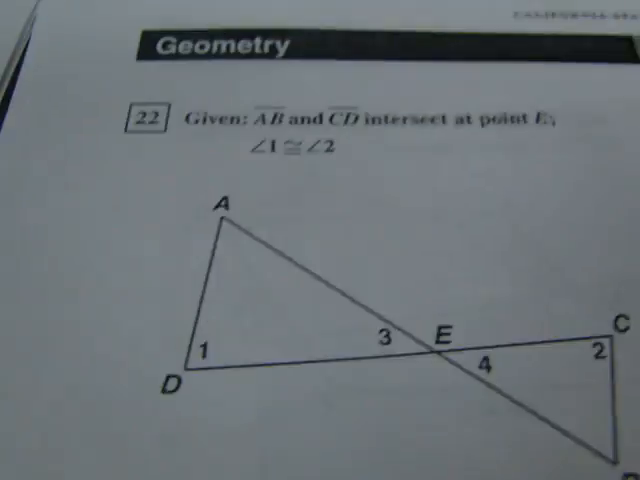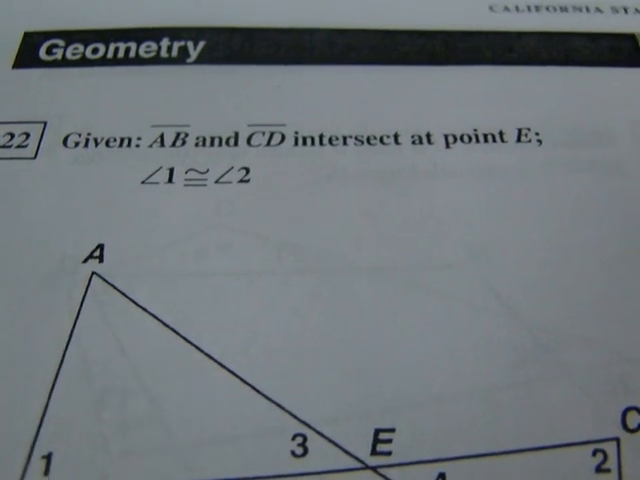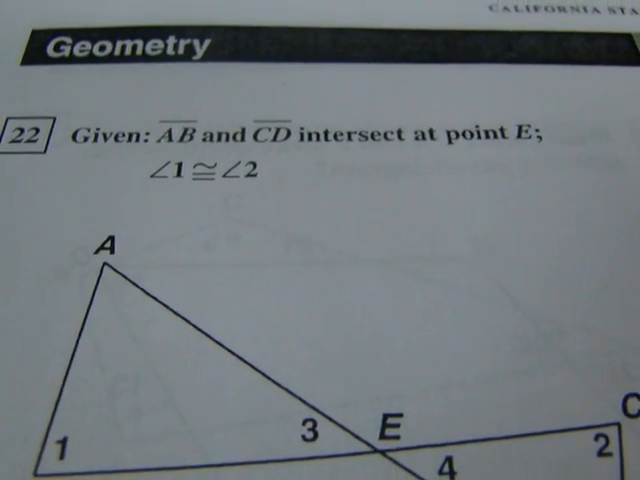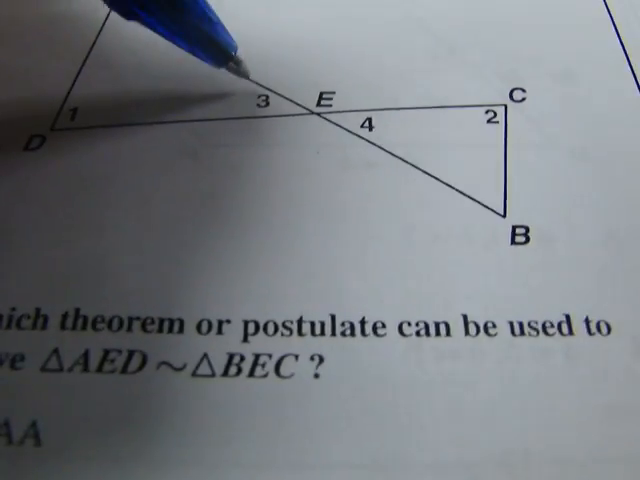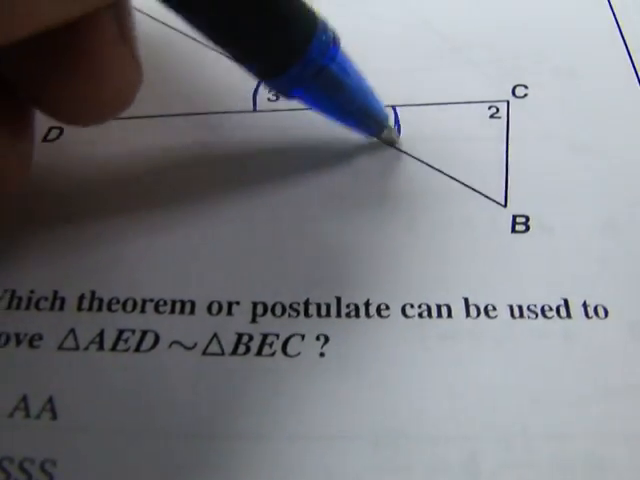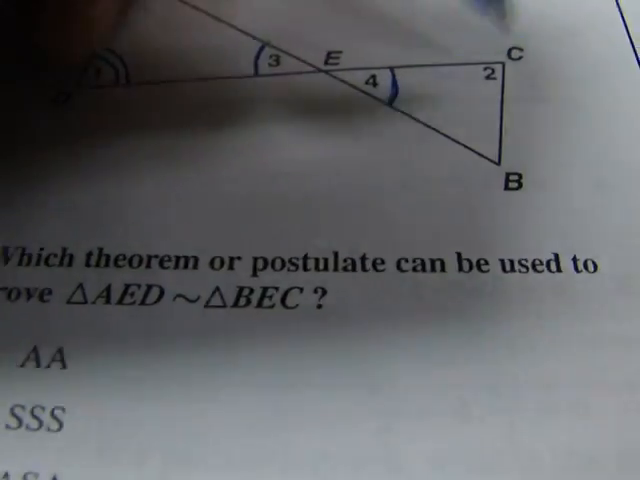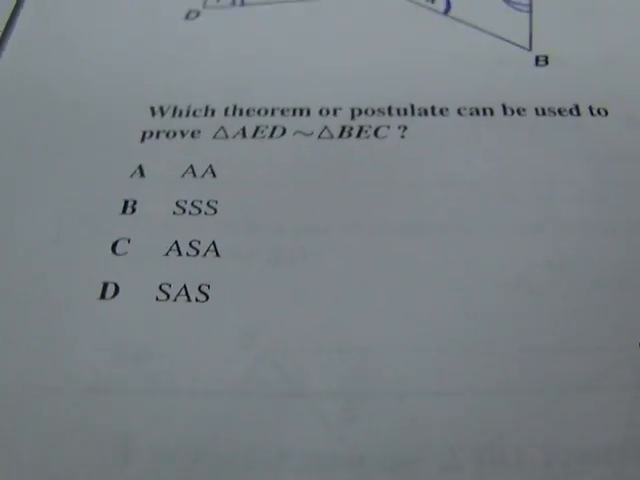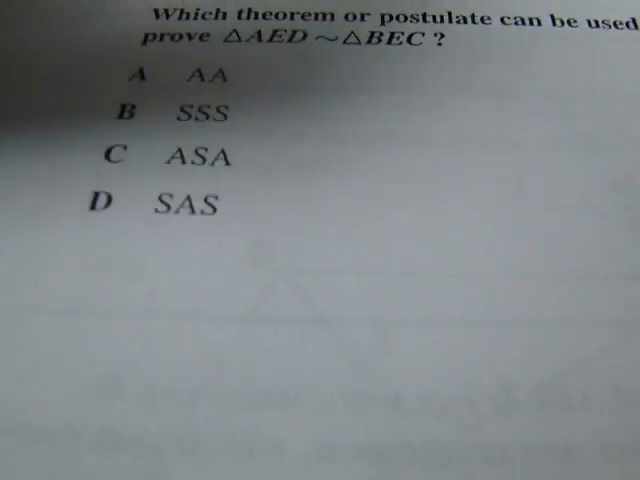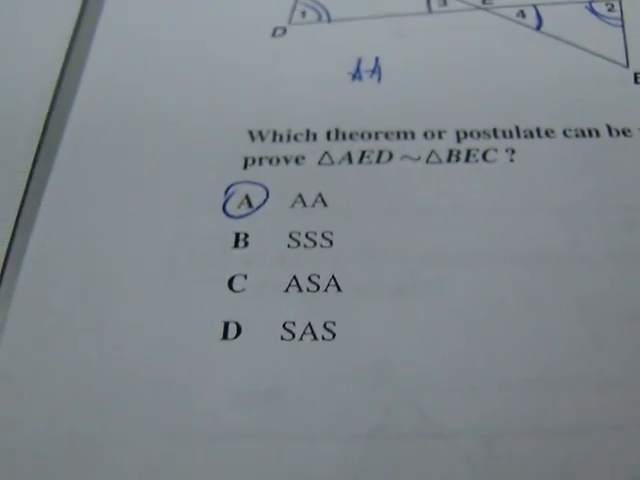And that's 21. 22. Given AB and CD intersect at point E, angle 1 is congruent to angle 2. What we know is that these angles here have to be congruent because they're vertical angles. And then it tells us that 1 is congruent to 2. So with those facts in place, we already know that we have two angles congruent. And it's asking us, can we prove that they are similar? It's very simple. Two angles congruent, angle, angle, they are similar. That's the end of the problem.